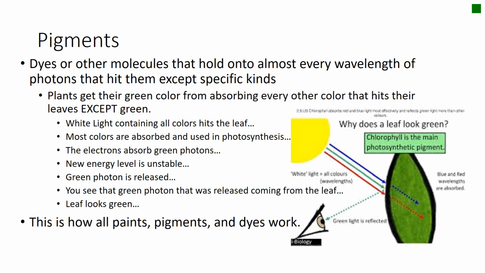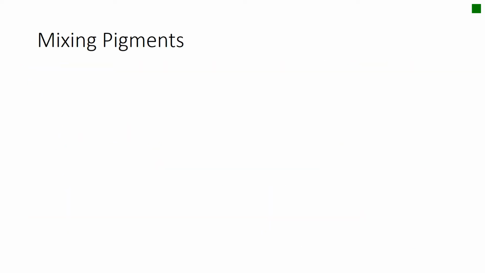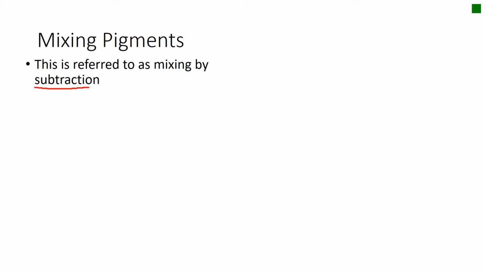This is how all of your paints, pigments, dyes have always worked. When you go to mix them, we just talked about mixing light with different colored light bulbs. Now we're going to talk about mixing paints and dyes. This is a lot closer to your art class. This is referred to as mixing by subtraction. That's actually literally the section heading in the textbook. You have one section heading in 16.2 that says mixing by addition, and then another one that says mixing by subtraction. Addition deals with light, subtraction deals with your pigments, your paints, your dyes.